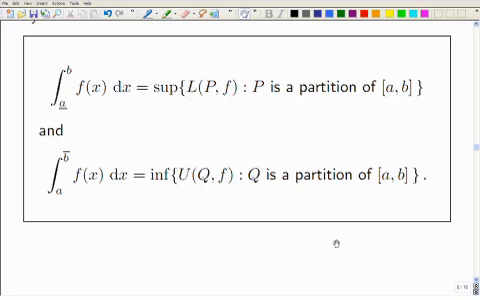You think of it as doing the best you can from below. You may not find an exact best, but you just take the supremum. You do the best you can from above. You may not find an exact, actual, best possible partition. So the best you could do is take the infimum of all the numbers you get that way.